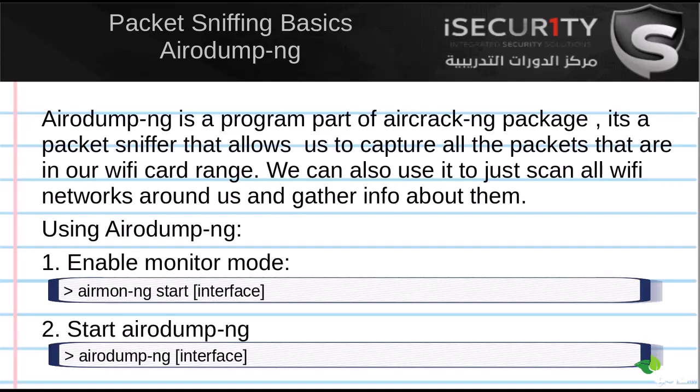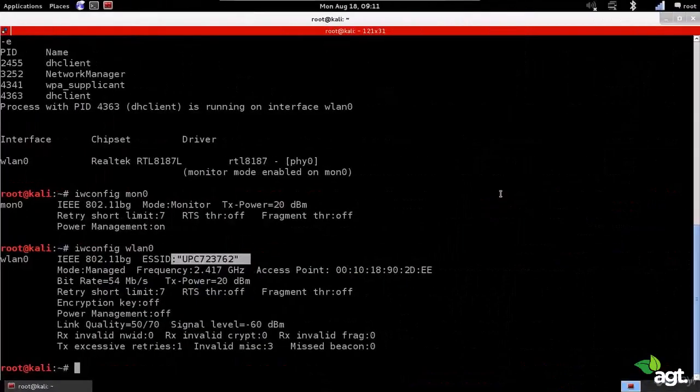We can run it against all the networks around us, so we'll collect any packets that are within our Wi-Fi range, or we can run it against a certain AP or access point, so we'll only be collecting packets that are coming from a certain Wi-Fi network. We'll see how we run the program first. First, you need your Wi-Fi card in monitor mode. I have it now in monitor mode, and the name of the Wi-Fi card in monitor mode is wlan0.